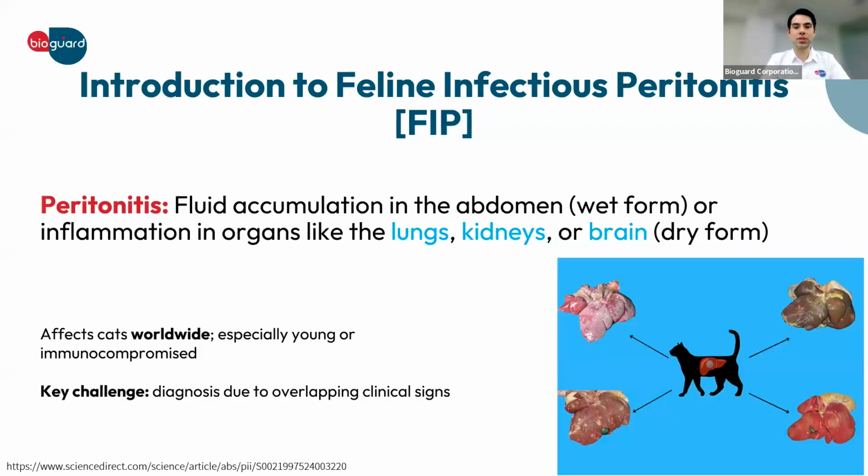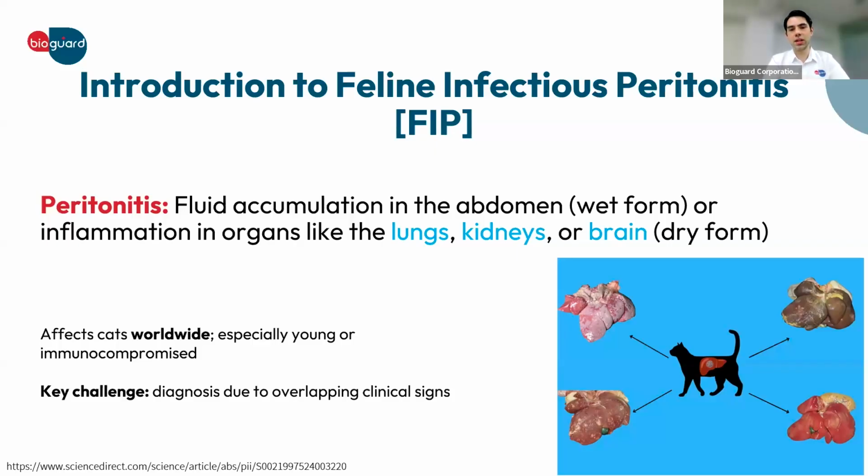As the name suggests, peritonitis means the redness or inflammation of the abdominal area. The name also comes from feline, which is cat. Based on the symptoms or the initial clinical signs that occurred for this disease, it was named feline infectious peritonitis.